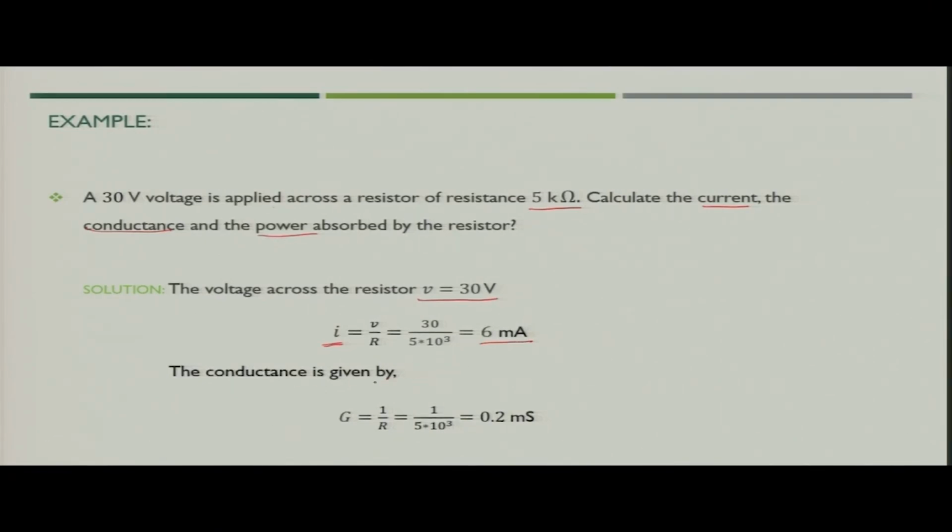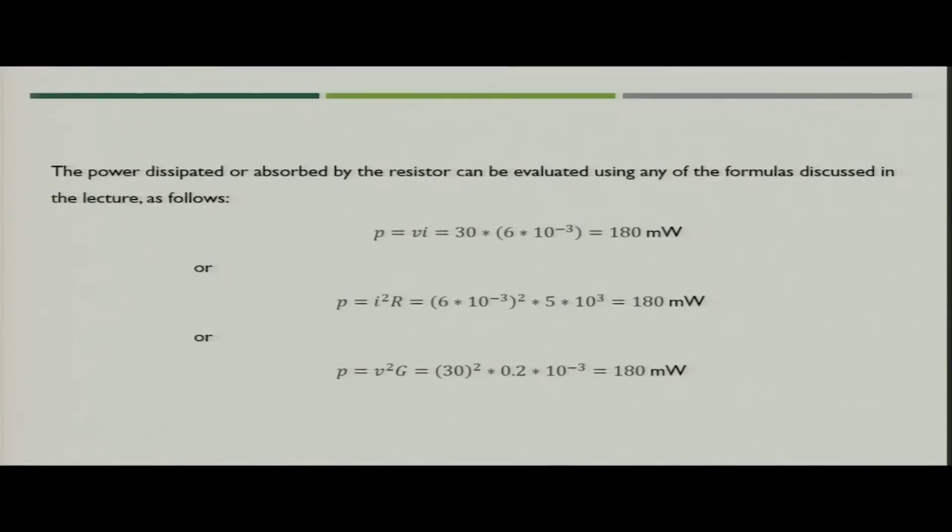Now, what would be the conductance? The resistance R is given. So, you just take 1 by R of the value given, and you will get the value of conductance, that is 0.2 millisiemens or millimho. Now, let us try to find out the power dissipated or absorbed by the resistor.